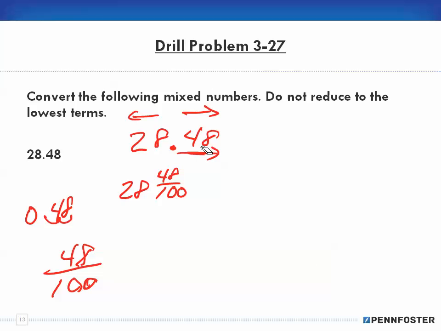When we're looking at a number with decimals, we think in terms of whole numbers and in terms of fractions, and we can convert that decimal as a fraction of a whole number into an actual fraction and just tack it on there. So we convert it to the mixed number 28 and 48 100ths. Okay.